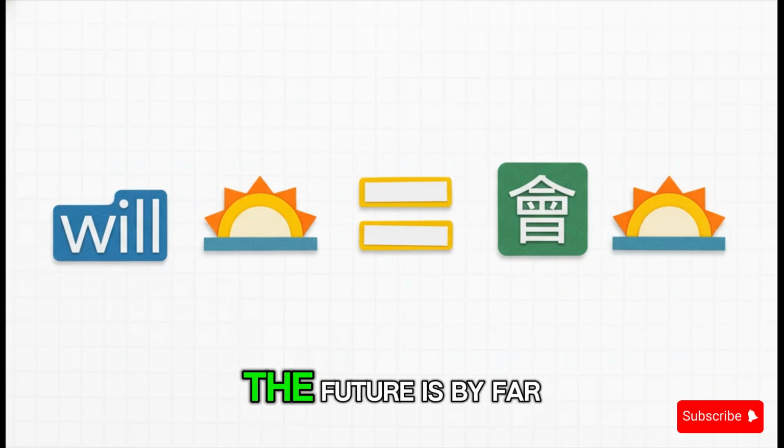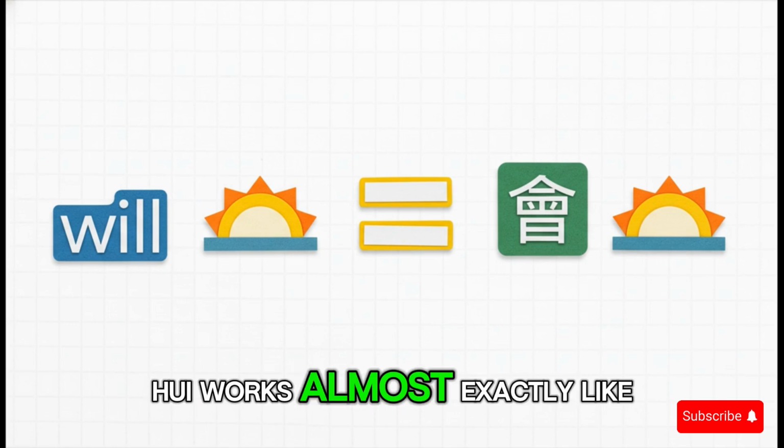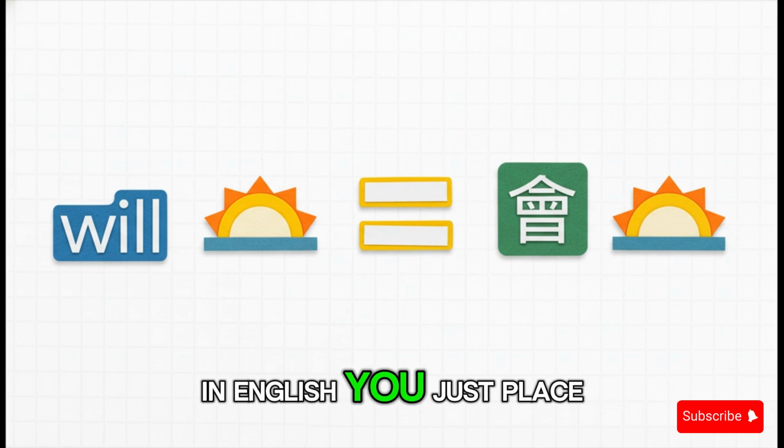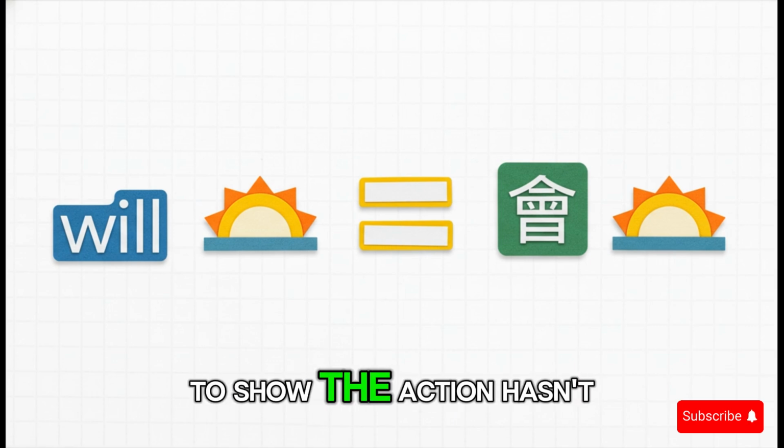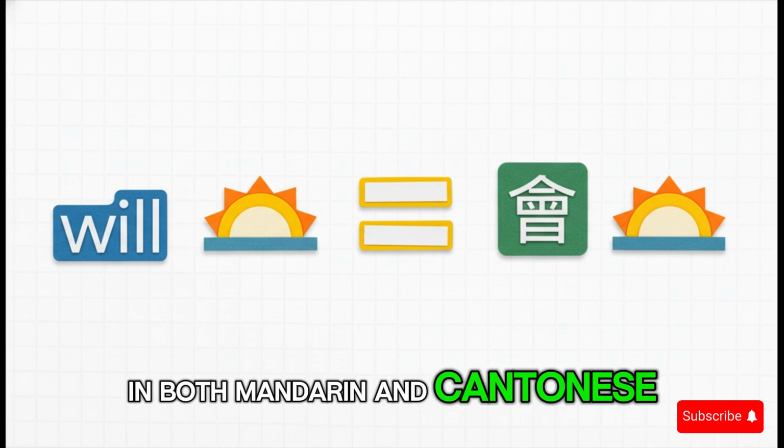And the good news is, the future is by far the easiest of the three. The particle 会 works almost exactly like the word will in English. You just place it right before the verb to show the action hasn't happened yet. And this one is super straightforward in both Mandarin and Cantonese.